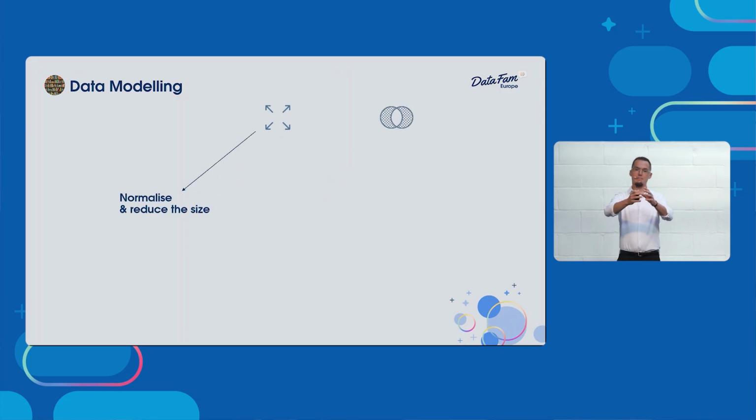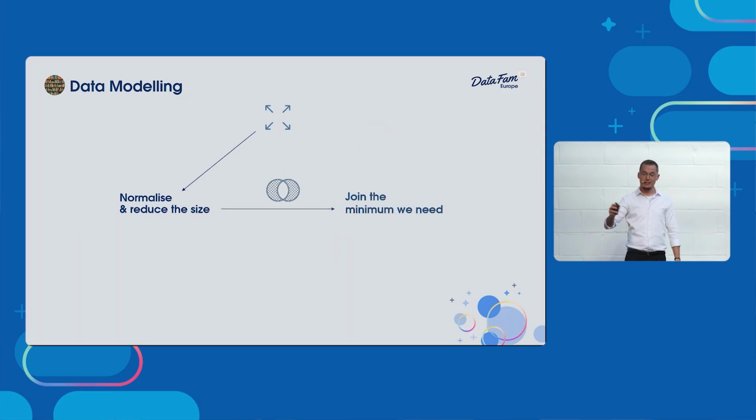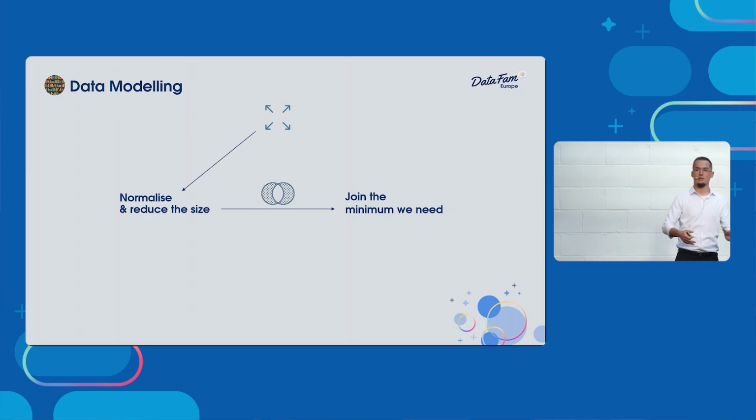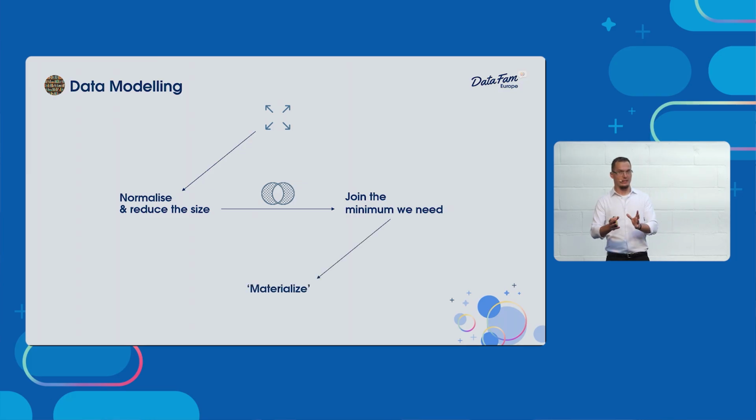So instead of having this massive wide table, now we have several of them. The next step is that you will be doing joins to the minimum that we need. So if you're building a dashboard and originally there was an invoice number, you don't actually need the invoice details because you're doing it from a customer perspective, for example. Then you can use fewer tables. Now we have less data, which is obviously better, and then you can materialize it.